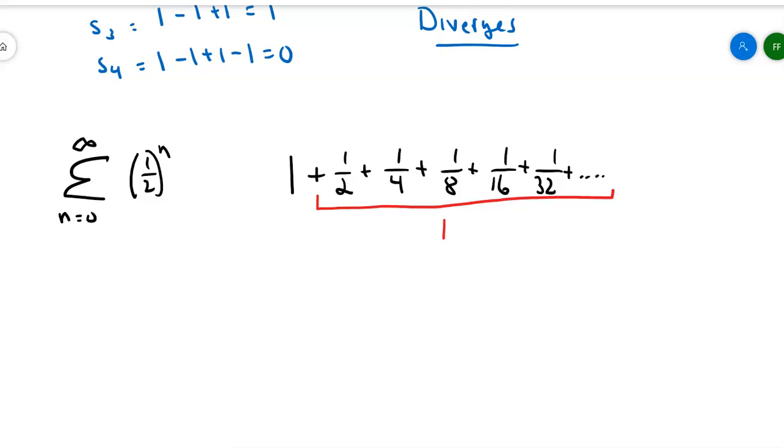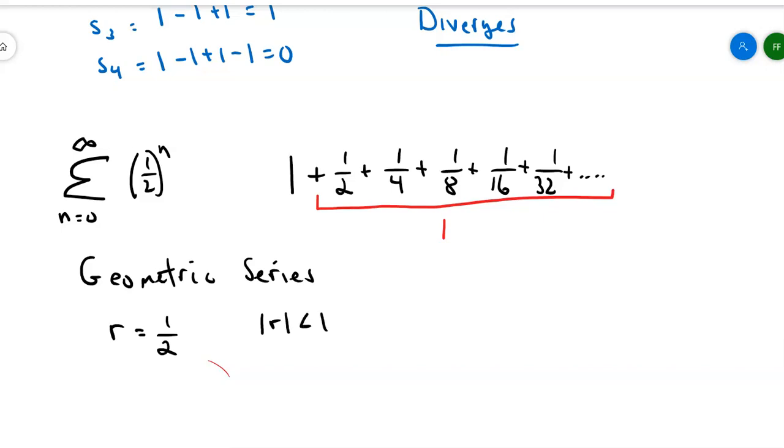Well, this series happens to be a special type of series. This one is called a geometric series. Remember we talked about geometric sequences that had a constant ratio? This thing is a geometric series because it has a constant ratio. In this case, the ratio of my geometric series is a half because I keep taking each term, multiplying it by a half to get the next term. If the absolute value of the ratio is less than 1, then the geometric series automatically converges.